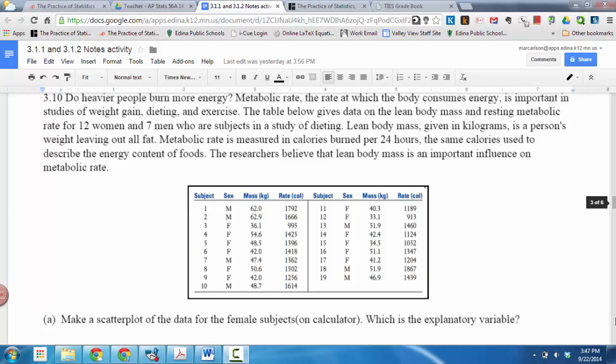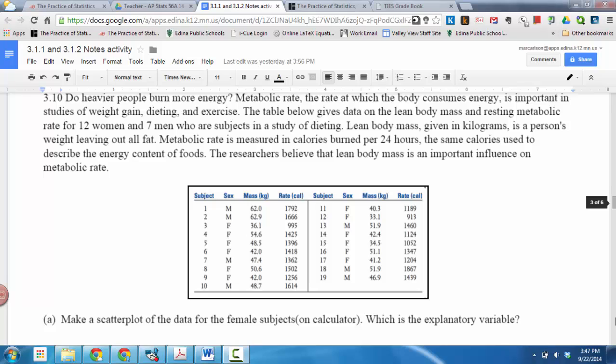Lean body mass, given in kilograms, is a person's weight leaving out all fat. Metabolic rate is measured in calories burned per 24 hours, the same calories used to describe the energy content of food. The researchers believe that lean body mass is an important influence on metabolic rate.